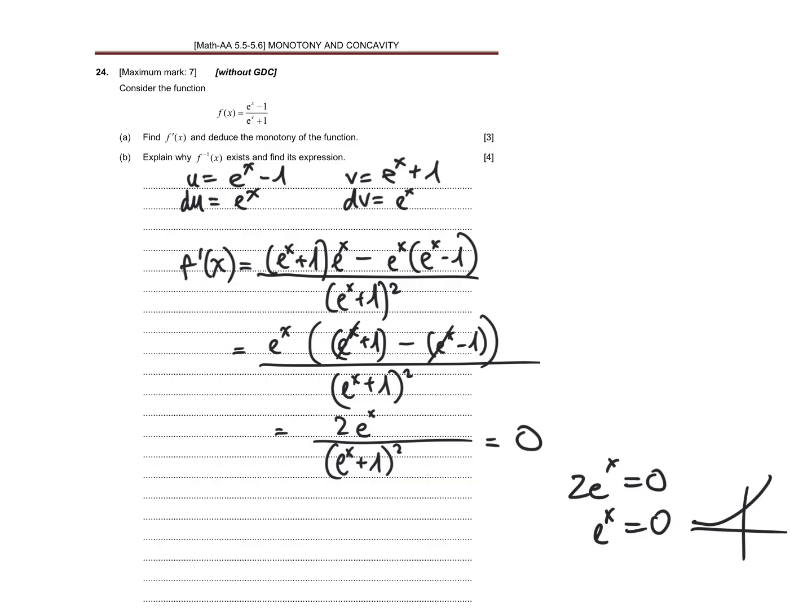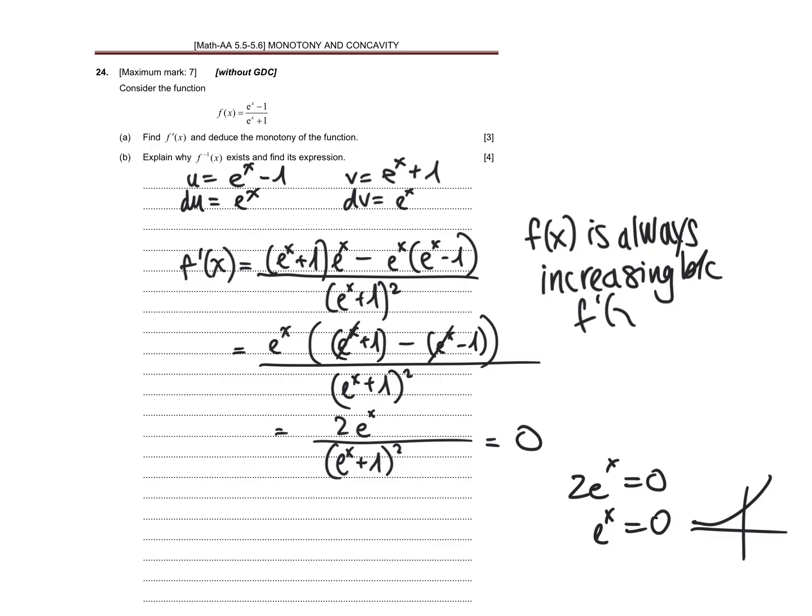Okay, so f is always increasing, because f prime at x is always greater than 0. Explain why the inverse exists and find its expression. Well, if it's always increasing, it's passing the horizontal line test. Okay?